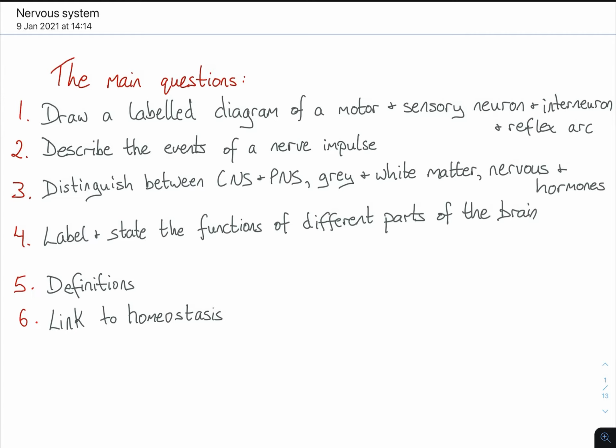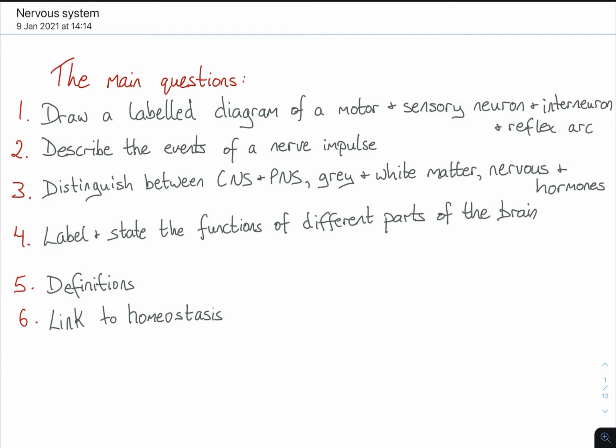Part 2. Describe the events of the nerve impulse. So how it converts from electrical impulse to a chemical impulse and back to electrical impulse. You could be asked to distinguish between the CNS, the PNS, grey and white matter, the nervous system and the hormonal system, the endocrine system. That comes up quite often.